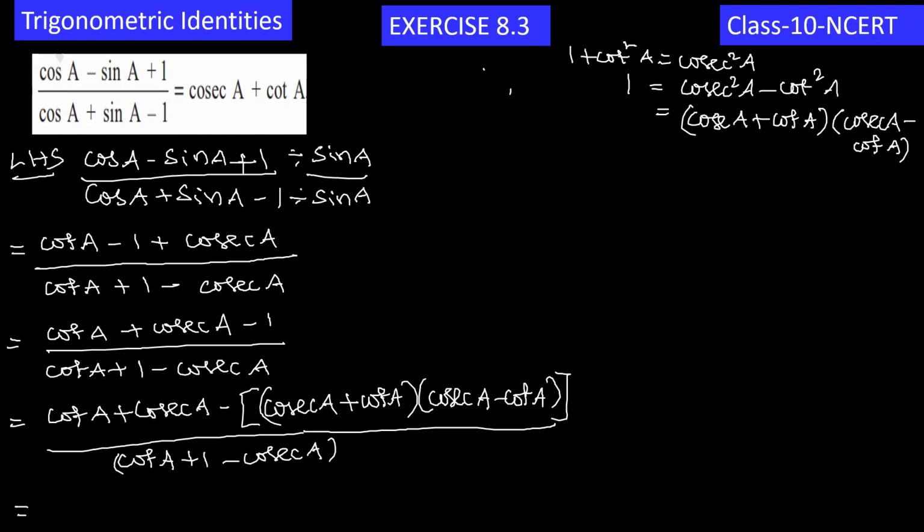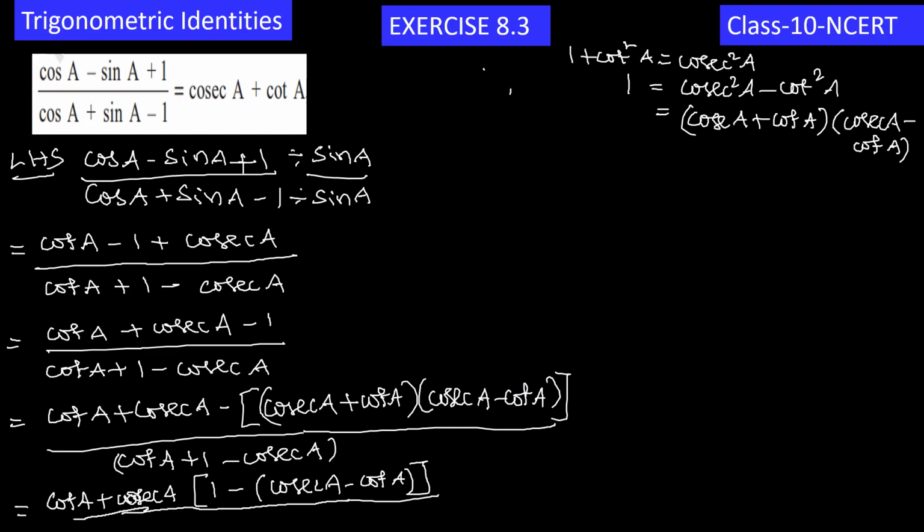Here we can take out cot A plus cosecant A as a common term. So cot A plus cosecant A into, here we take it out, so we introduce 1 minus, here the leftover is minus cosecant A, that is cosecant A minus cot A. Next, cot A plus 1 minus cosecant A.